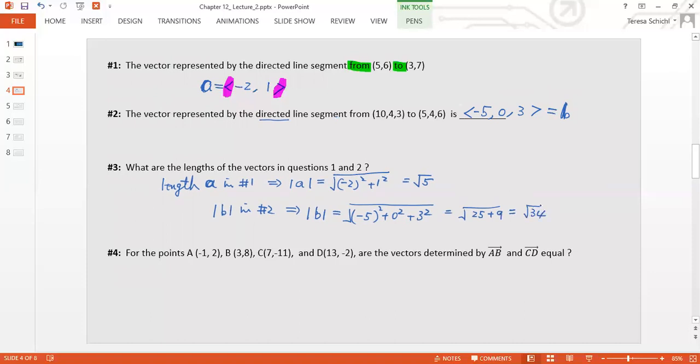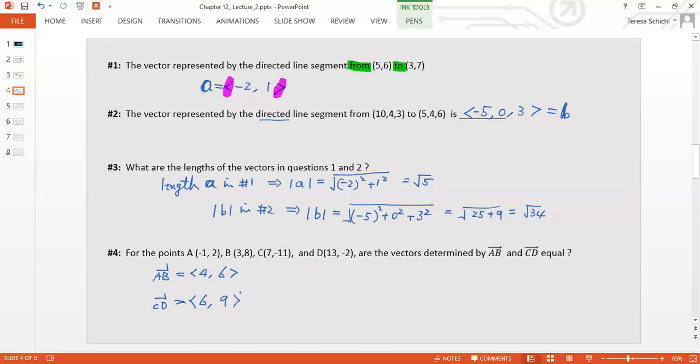Now let's take a look here. They said for the points A, B, C, and D, check whether the vectors AB and CD are equal. First, the vector AB goes from the initial point A to B, so it's B minus A, which is (4, 6). Now for C and D, it's D minus C. 13 minus 7 is 6, and -2 minus -11 is positive 9.